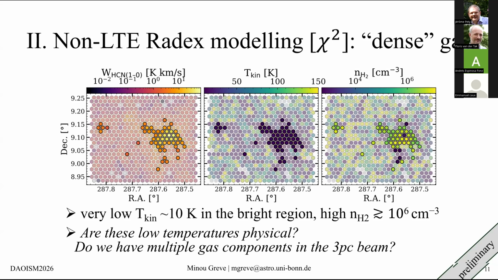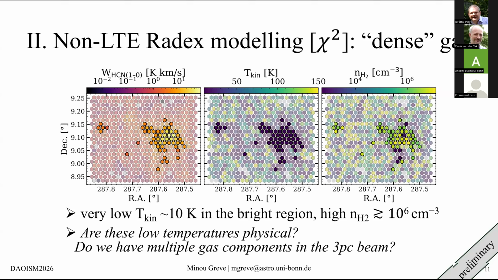So when we do the same analysis on the dense gas tracer group, we first of all see that, as I noticed before, we only do this at all the pixels where we have enough detected lines, which is a much smaller field of view for this group than compared to the bulk group. And we find that in this smaller region, we find very, very low temperatures, around 10 Kelvin across the entire region, while we have very high densities ranging up to 10 to the power of 6 per cubic centimeter.